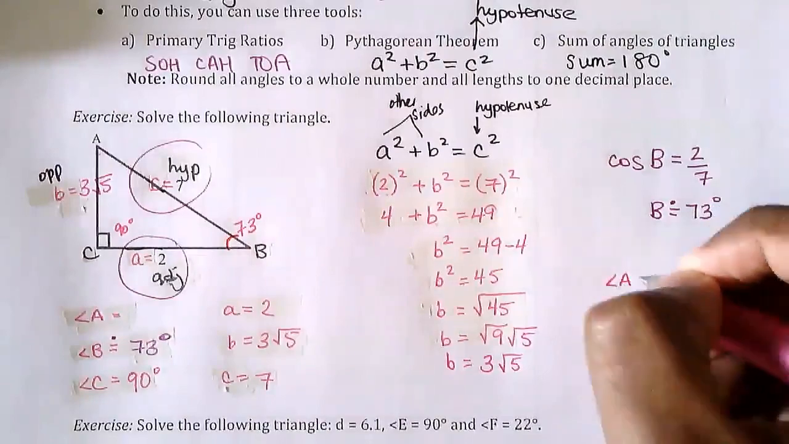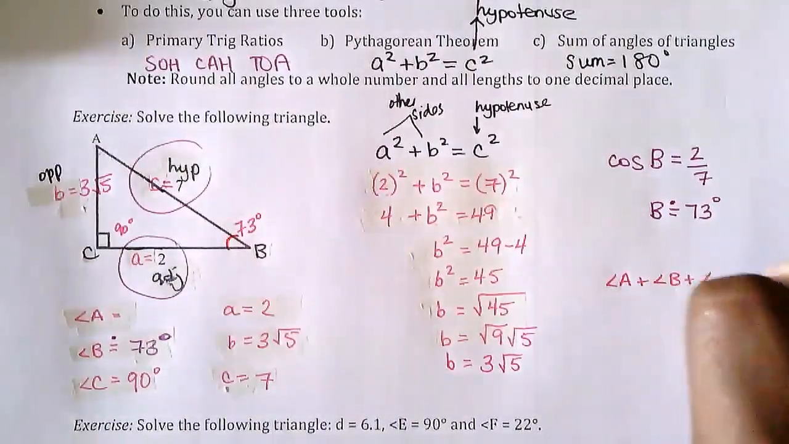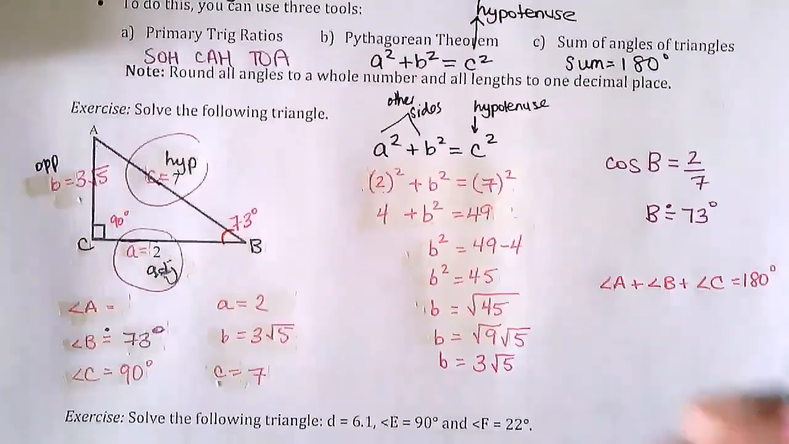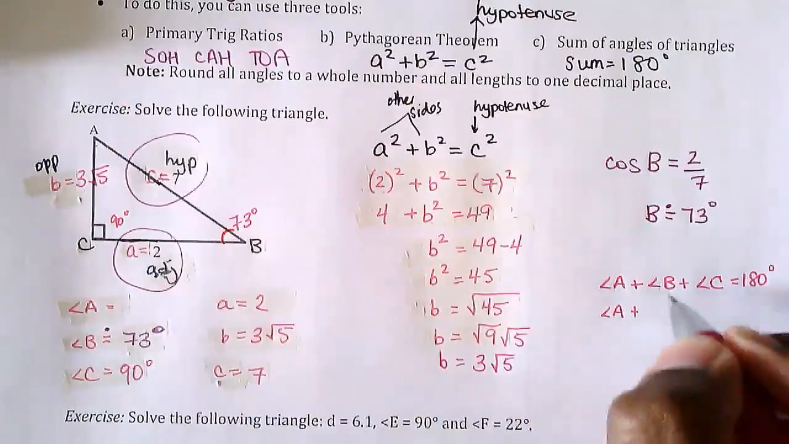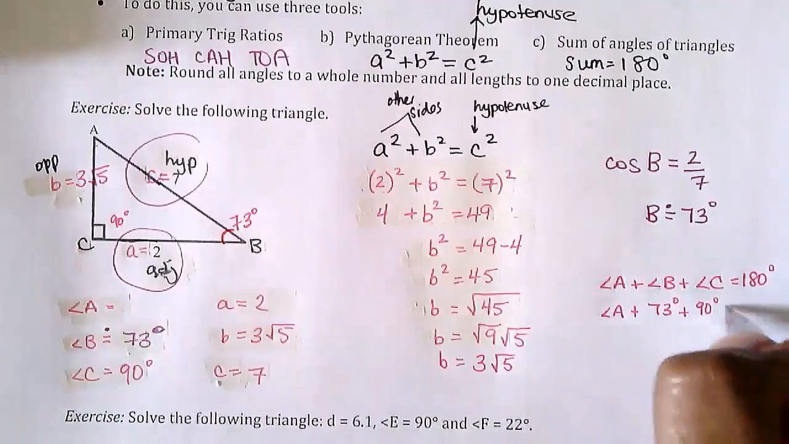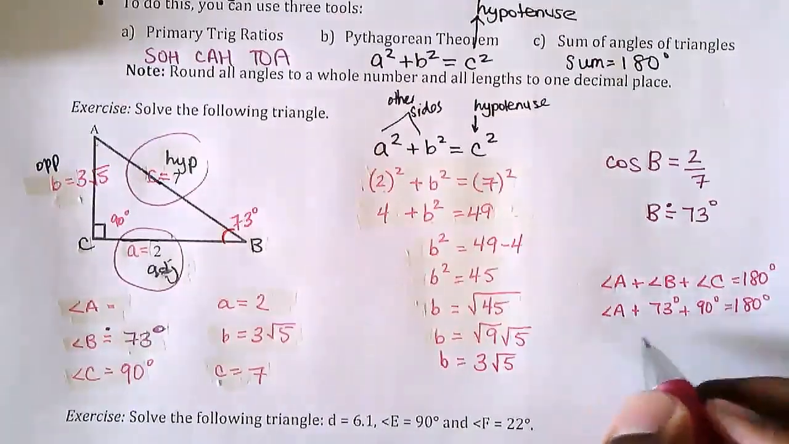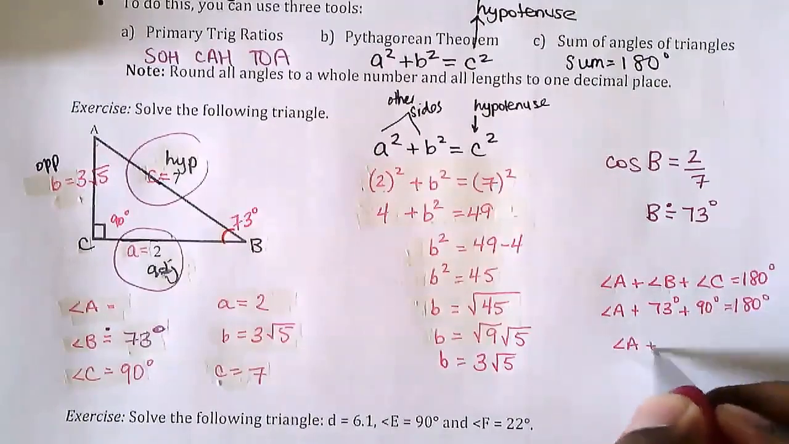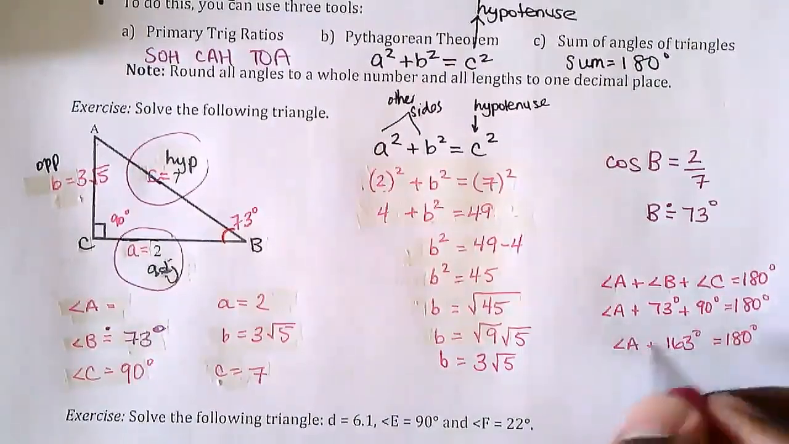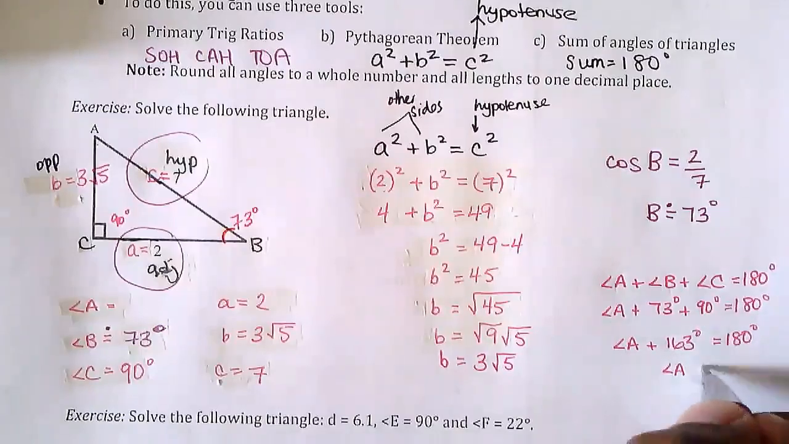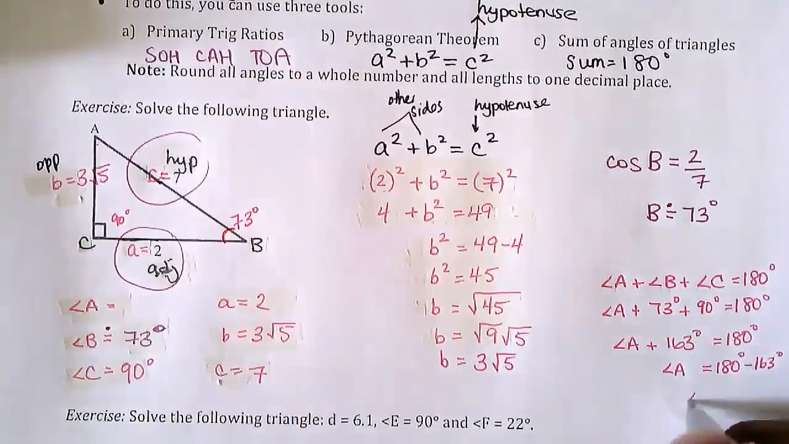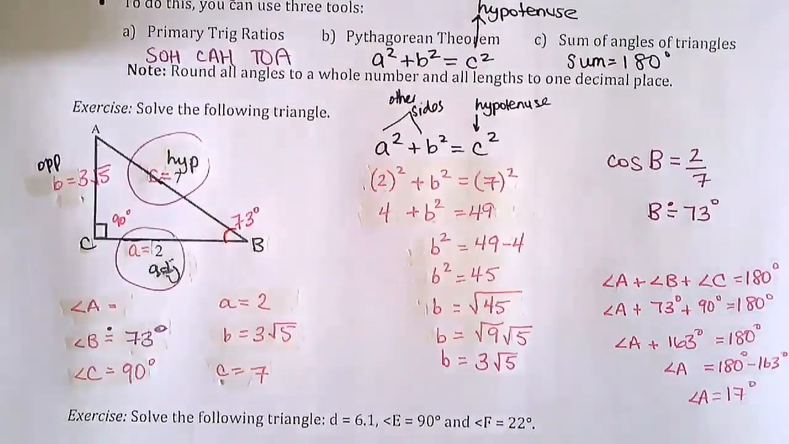We know that the sum of the three angles in a triangle, so angle A plus angle B plus angle C, should give me 180 degrees. I don't know what angle A is, but I know angle B is 73 degrees. I also know angle C is 90 degrees. So now I can isolate for angle A. 73 plus 90 is 163 degrees, which is equal to 180 degrees. To isolate for angle A, I move 163 to the other side, where it becomes minus. So 180 degrees minus 163 degrees. Angle A is 17 degrees.